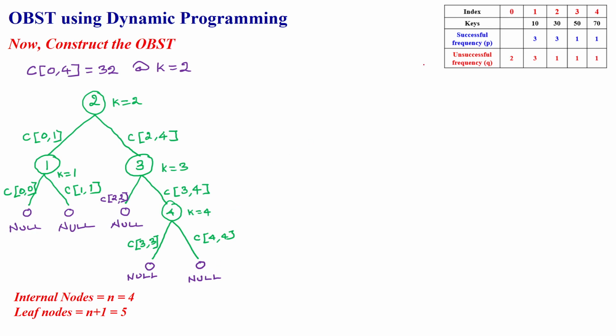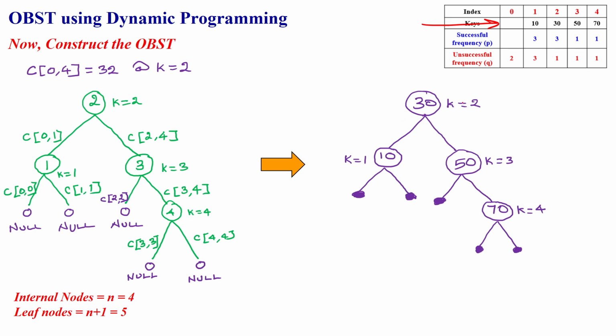So we are transforming this into these keys. You see, k equal to 2, so for the second position we have 30. For the first position we have 10, for the third position we have 50, and for the fourth position we have 70, right? Then these are all null nodes.